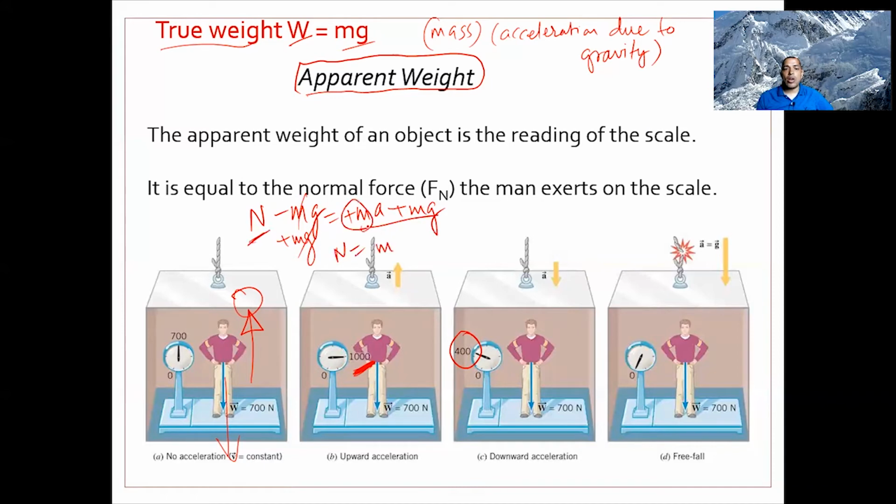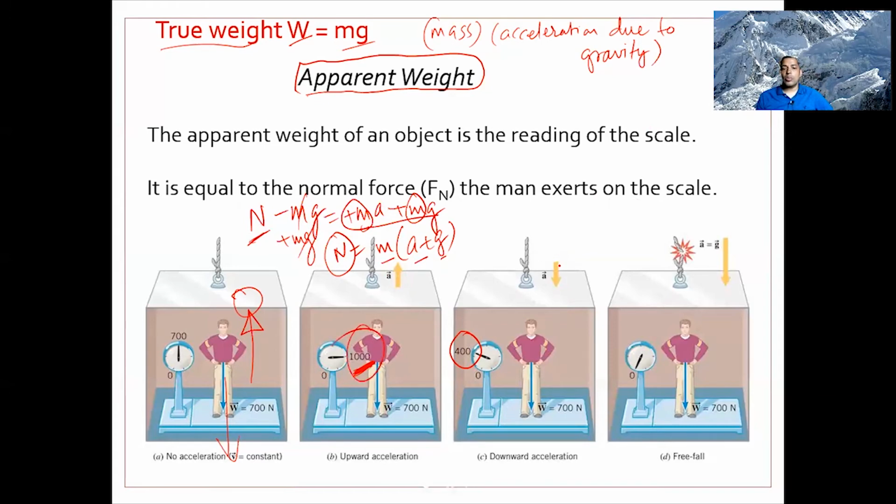By the way, you can factor out m from here: m(a plus g). Look at that. So your weighing machine, which gives you the normal force, is now bigger because you have to add g to the a and multiply by m. That's why it's bigger here.